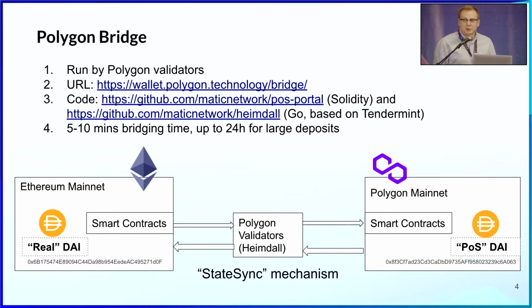This requires some sort of state sync mechanism to keep these numbers always in check, because obviously you don't want them to be askew. We're going to look at that state sync mechanism, and just as a note, it takes about 5 to 10 minutes to bridge assets from one chain to the other. If a large amount of DAI is being transferred, it might take up to 24 hours.